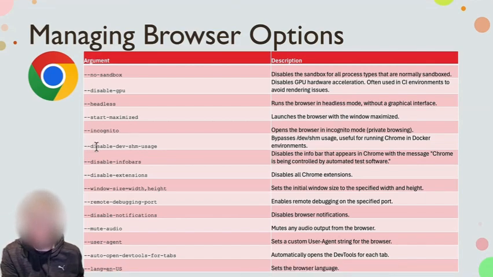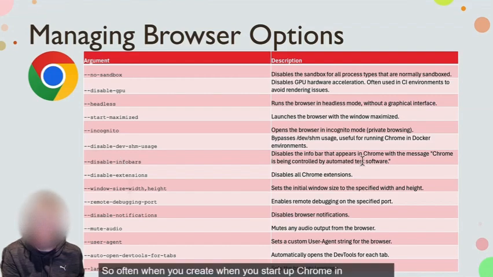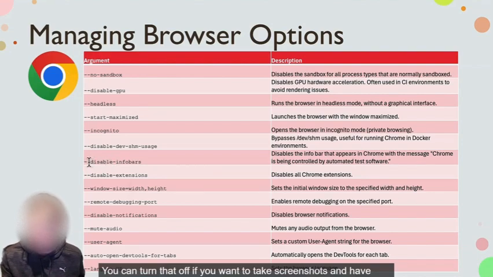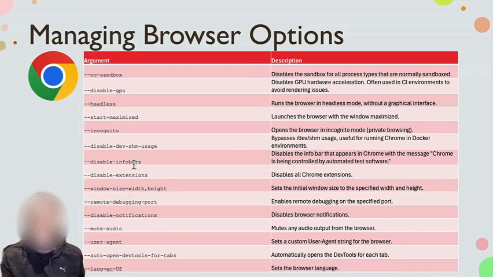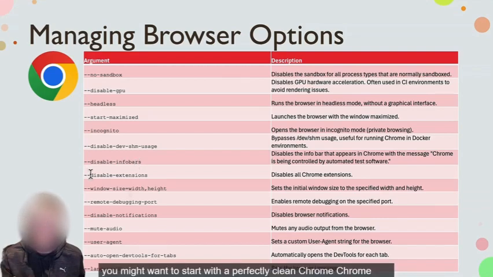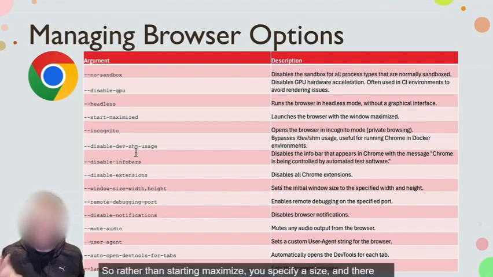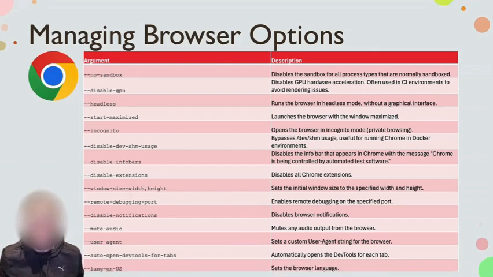Then we have a few other options that we might want to disable. Disable info bars. Often when you start up Chrome in automation mode, it has this message: Chrome is being controlled by automated software. You can turn that off with disable info bars if you want nicer screenshots. You might want to start with a perfectly clean Chrome instance, disable extensions, or specify the window size that you want to start with. So rather than starting maximized, you specify a size. And there are a few other options. User agent, where you specify the text that you want for the user agent, language, and so forth.